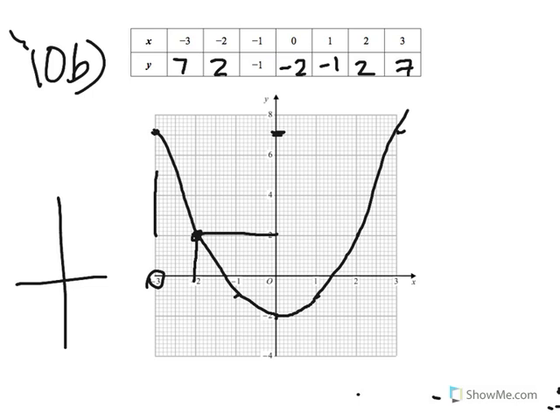Oh, sorry, I didn't go through the last one. Draw your arrows after it, and then you label it y is equal to x squared minus 2. And that is it.